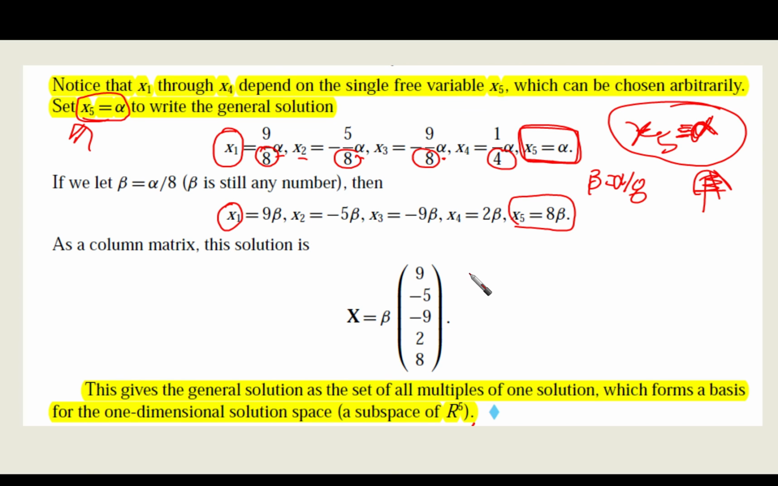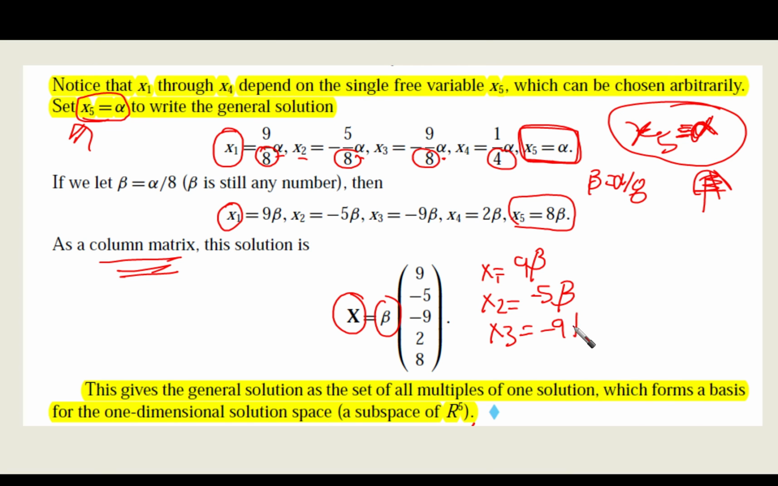And then we like to put it in this form. So the solution, we put the solution in a column matrix. This solution is going to be x equals beta times only numbers here. This means that x1 equals exactly 9 beta, x2 equals minus 5 beta, x3 equals minus 9 beta, and so on, x4 equals 2 beta, and x5 equals 8 beta, as we put it here. So this is the way it works.